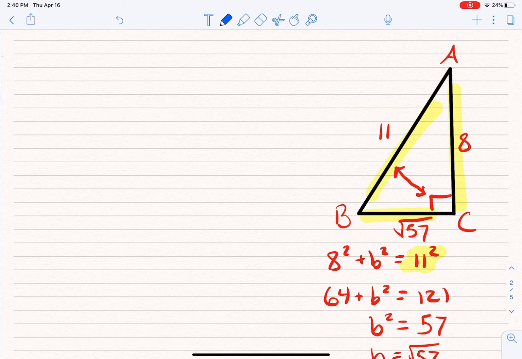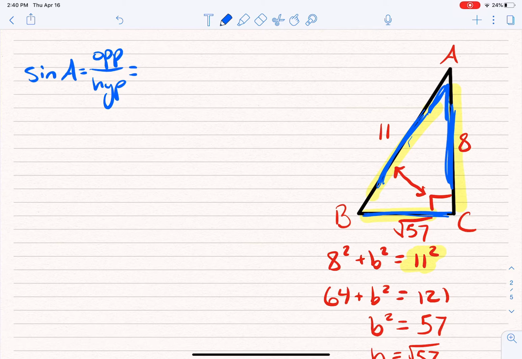I could say, well, let's make sure we know what the sine of angle A is. Well, A is up here, so we've got to put ourselves in the position of that angle. If that's the case, then this side is the opposite of angle A, this side is adjacent to angle A, and this side is the hypotenuse, always. So sine of A, sine is opposite over hypotenuse, and therefore that's equal to opposite, square root of 57, over hypotenuse, 11. And I can't simplify that.